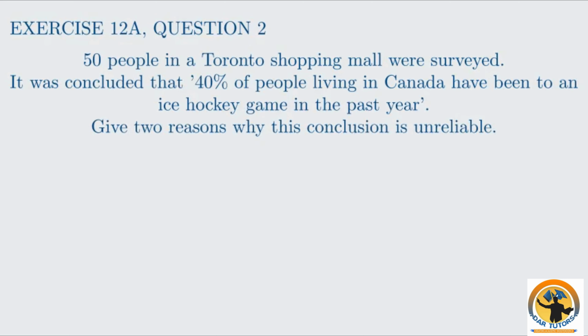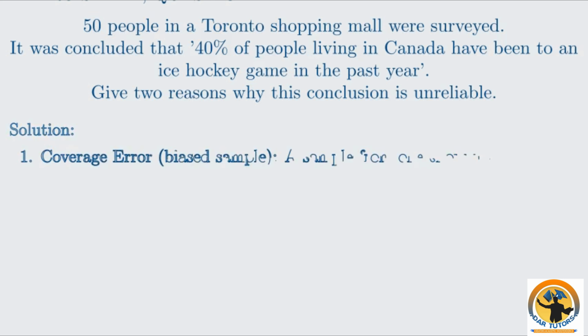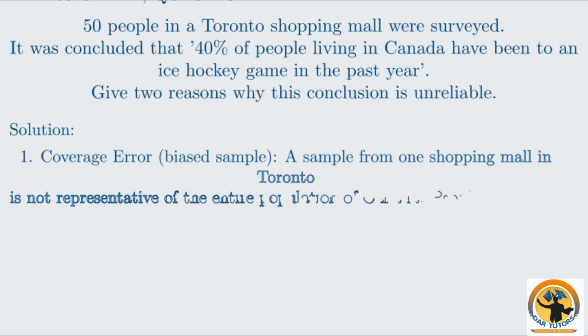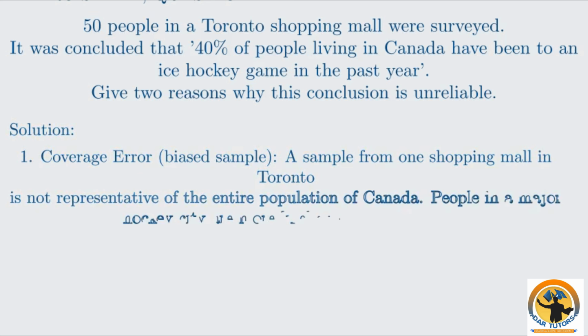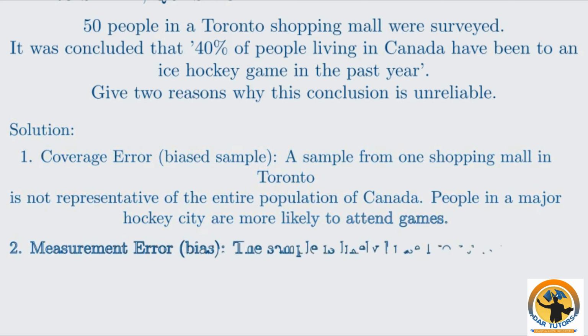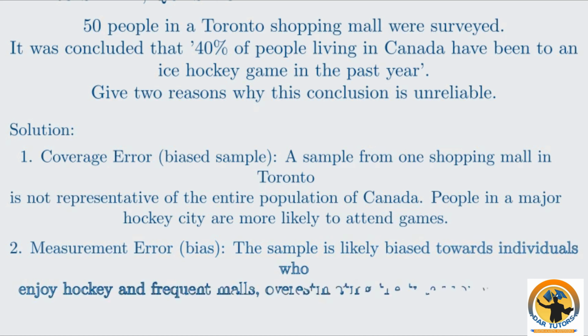Again, let's think critically. The conclusion is about all people in Canada, but the survey was only conducted in a shopping mall in Toronto. First, there's coverage error. A sample from a Toronto shopping mall is not representative of the entire country of Canada. People in other provinces or rural areas might have different opinions and experiences. Second, there's a strong chance of measurement error from bias. People in a Toronto shopping mall, a major hockey city, are probably more likely to have been to a hockey game than the average Canadian, which would skew the results.